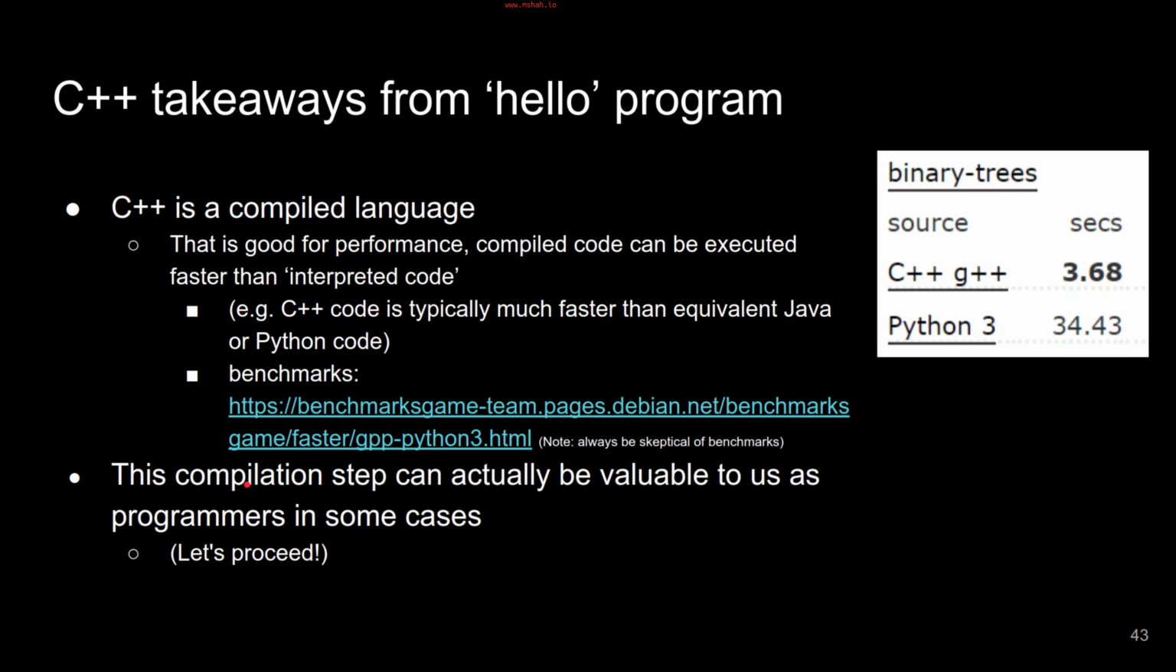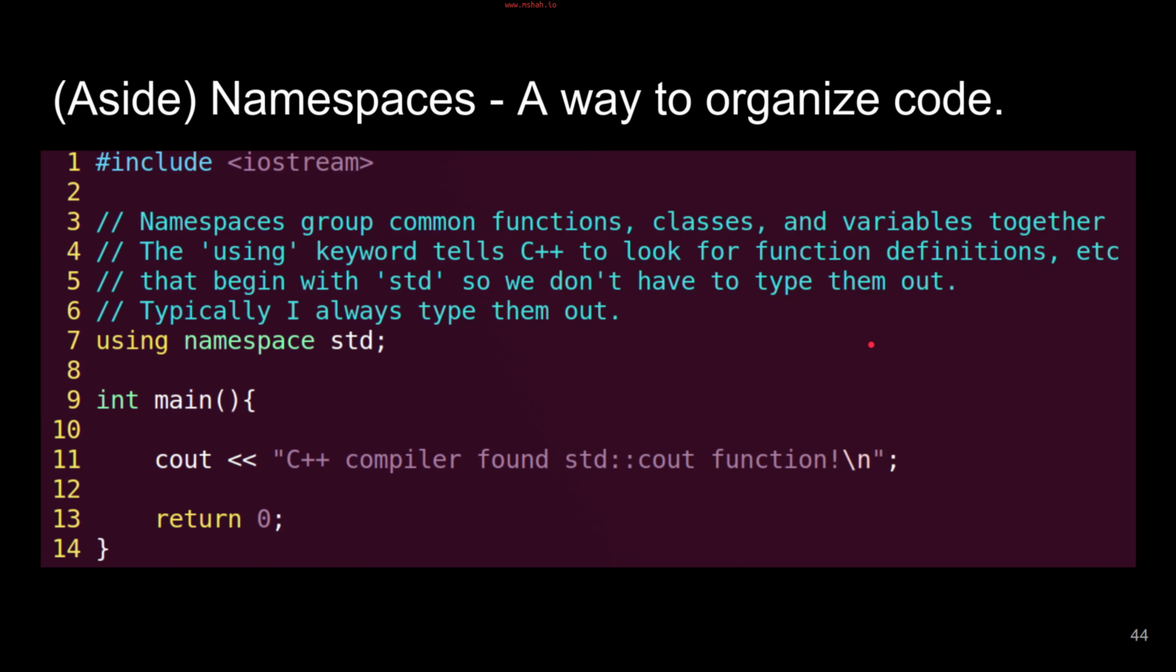The compilation step too, it seems to slow us down, but it can actually be a valuable thing for us as programmers too, to catch errors while we're compiling our code versus at runtime. So that's actually a good thing, in my opinion, to use a compiled language and have that additional step, before your code runs, to be able to check for errors and do different analyses on your code. So we'll talk more about that as we move along here.